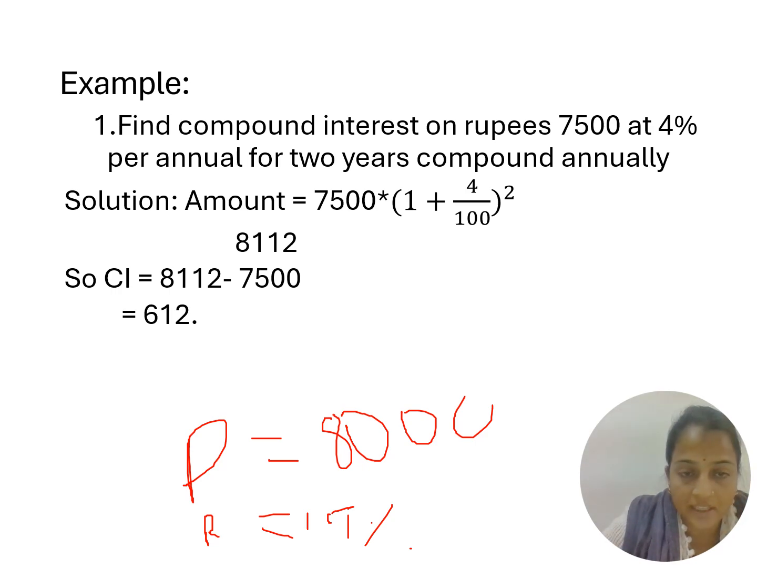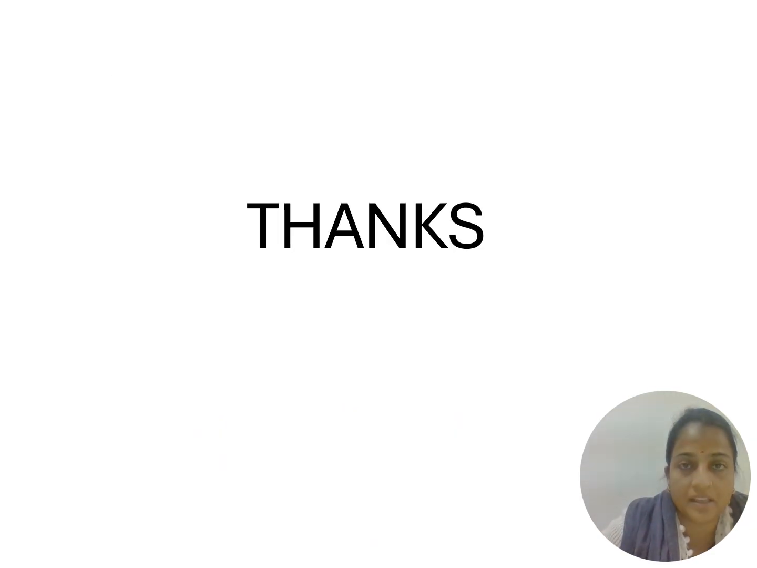Principal P means 8000. So 8000 multiplied by (1 plus 15 upon 100) squared, multiplied by (1 plus 1 by 3 multiplied by 15 upon 100), and we calculate this, then we get the amount. Compound interest is the amount minus principal. So amount minus principal, and we get the answer 3109 as the final answer. Next, thanks.